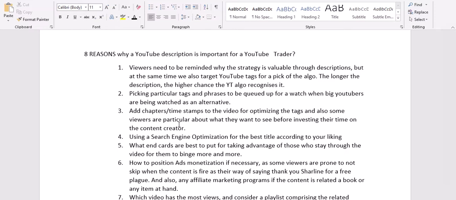Normally viewers need to be reminded why the strategy is valuable through description. Descriptions are very important, but at the same time we also target YouTube tags for a pick of the algorithm. The longer the description, the higher chance that the algo recognizes, which is quite true. If you put in at least the tags 3 or 4 more times, the algo has a propensity to pick it up and then line you up as people are searching for the big YouTubers, or the YouTubers are taking advantage of the same tags.